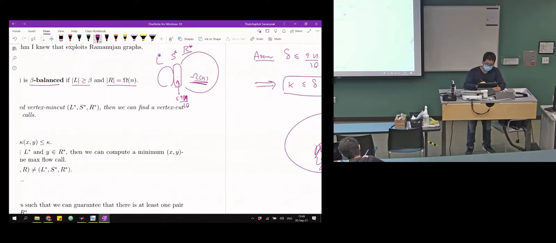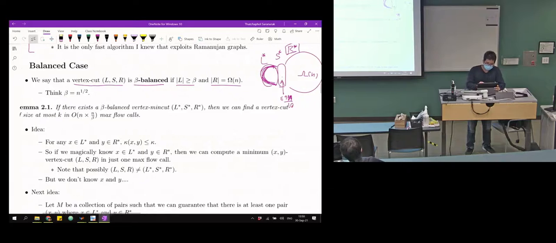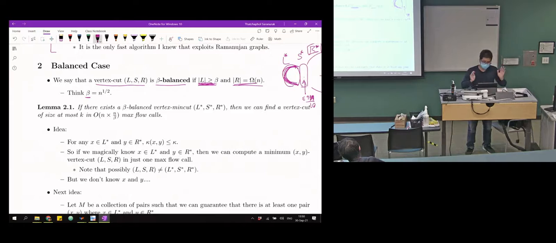So it means that the bigger side, if I assume that R is on the bigger side, is still of size O of n. And I just talk about the cut of the size of L. Okay. So L, S, R is beta balanced if L is bigger than beta, and R is big for sure. And you should think of beta as maybe square root n. That's the parameter that we're going to set at the end.